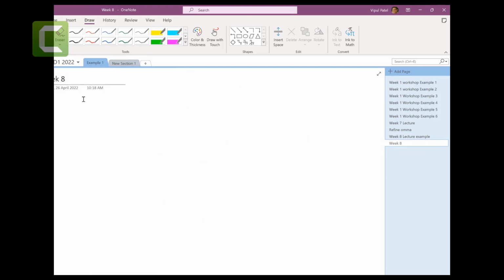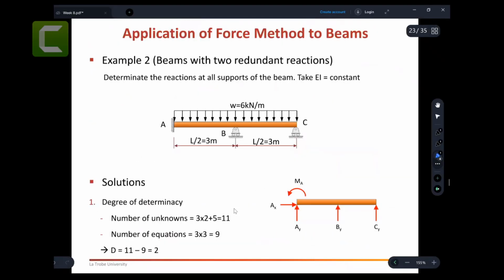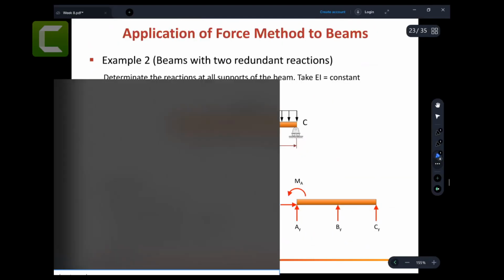Week 8 lecture example 2. Oh, here. So now the degree of indeterminacy is equal to 2.